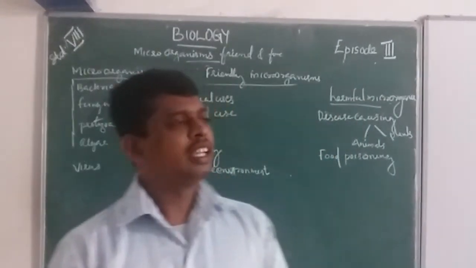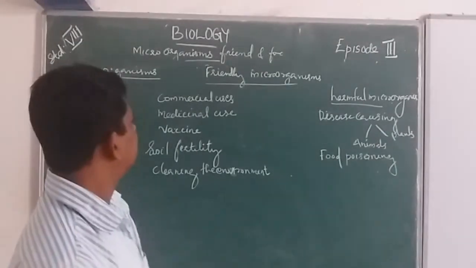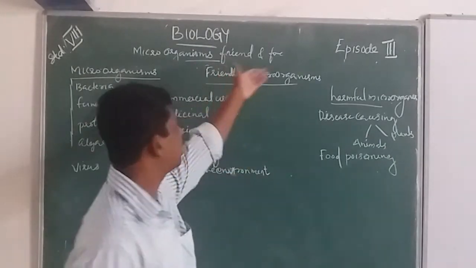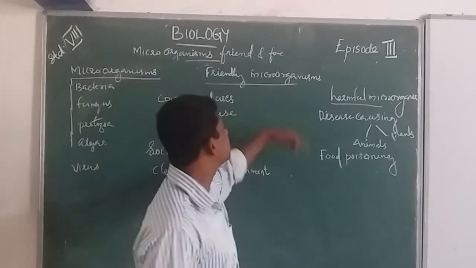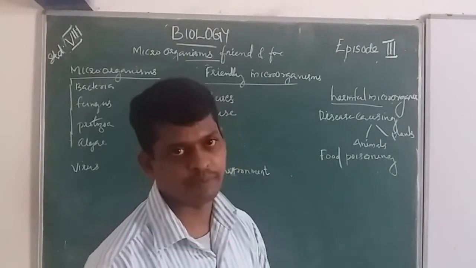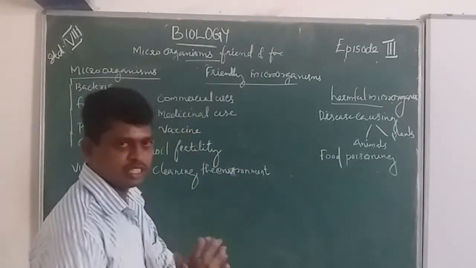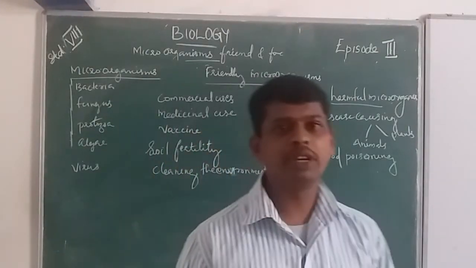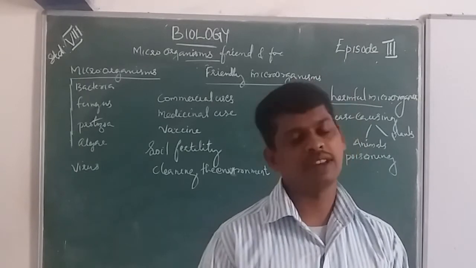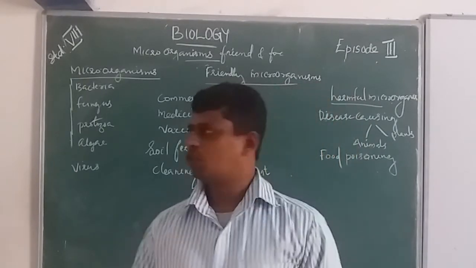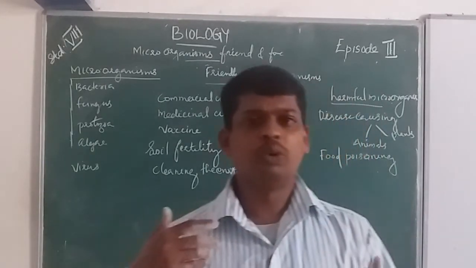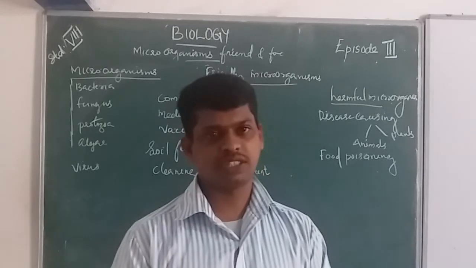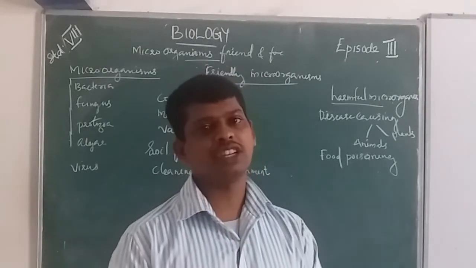Okay. In this chapter, microorganisms are mainly classified into two: friendly microorganisms and foe. That is the chapter name: friendly microorganisms, and foe means harmful microorganisms. Friendly microorganisms are the first part. These are the commercial uses of microorganisms. For what purpose do we commercially use microorganisms? For beverages, that means the production of alcohol.